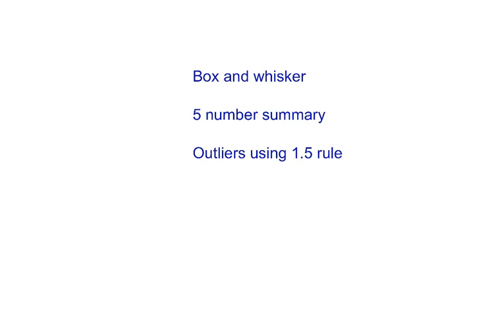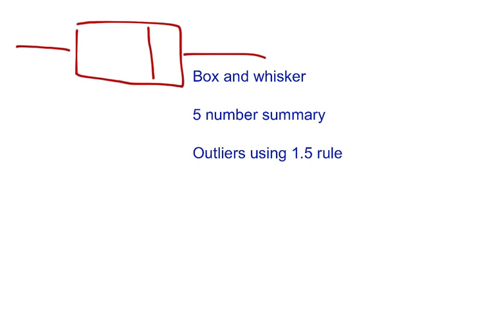Okay, this video is to hopefully refresh your memory for box and whisker graphs and the 5-number summary, and also outliers using the 1.5 rule. So box and whisker, just a reminder what they look like. It looks like a box, and it has whiskers at the end, and it's used for univariate data. Of course, that's why it's in data A.